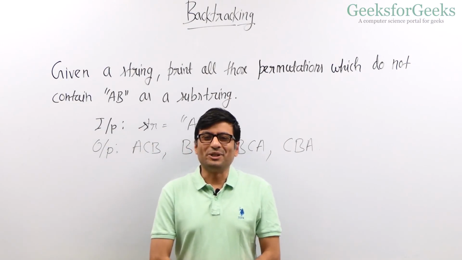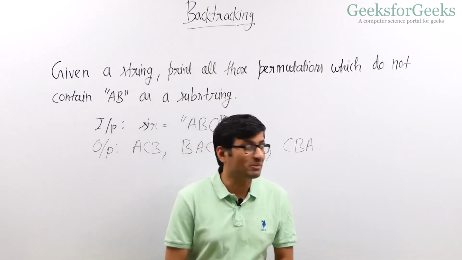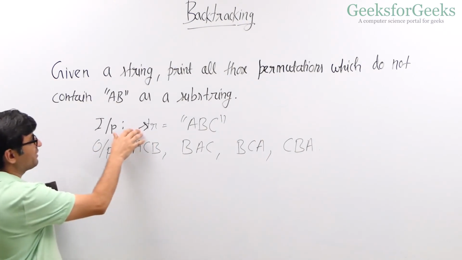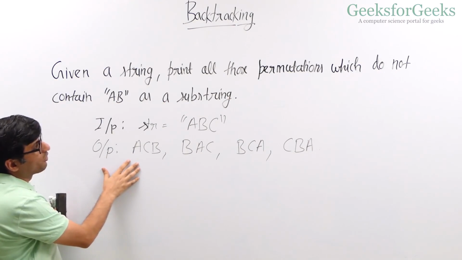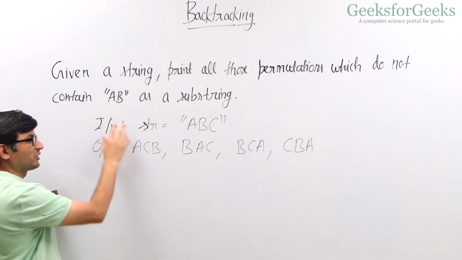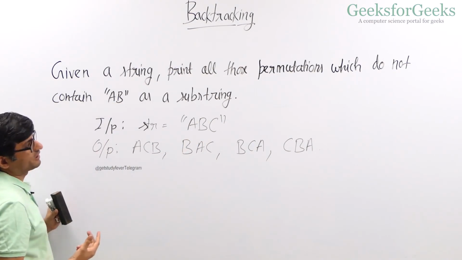Hi, in this video we are going to talk about backtracking algorithms. Let's understand backtracking with an example. We are given a string, we need to generate all permutations of this string which do not contain AB as a substring. So if we take ABC as an example, there are 6 possible permutations of this string.